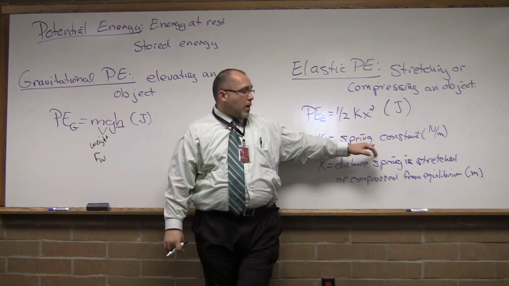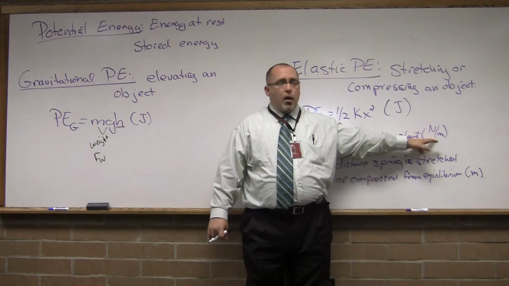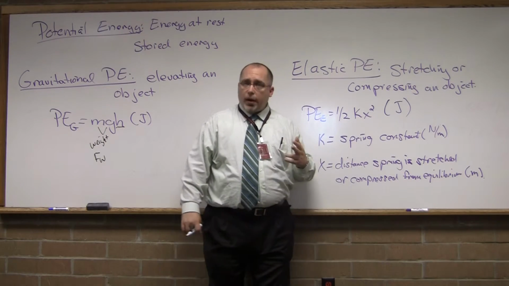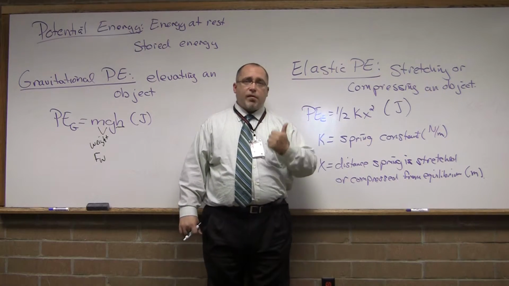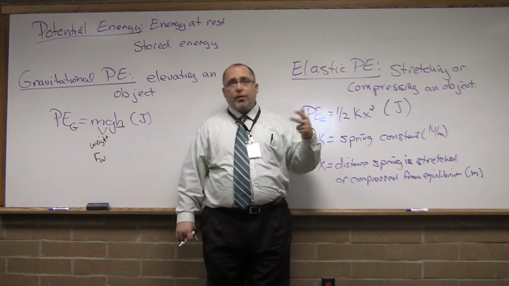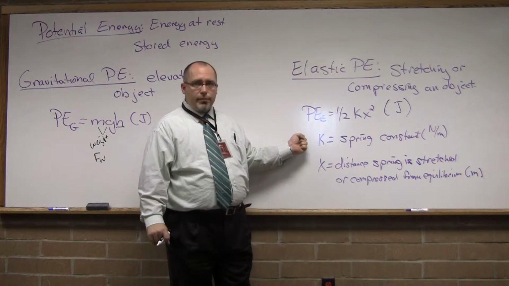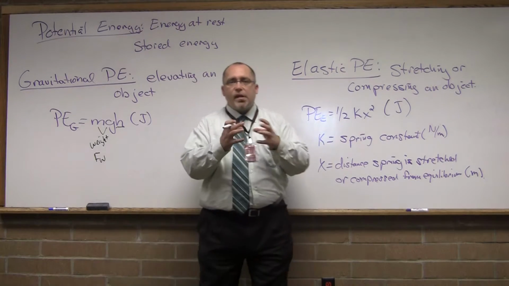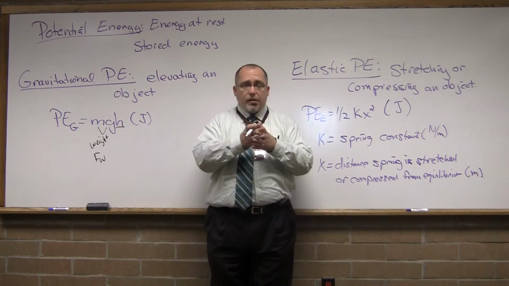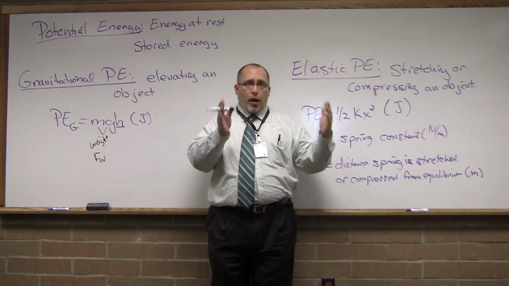Now, the unit for the spring constant is newtons per meter. All the different differences between those springs go into making the number with the unit. In other words, the thickness of the spring, the length of the spring, the material, the density, the elasticity, all those factors go in to make a number. All right? Likewise, x. x is a distance that the material is either stretched or compressed from its equilibrium position. The equilibrium position is where it is at rest.